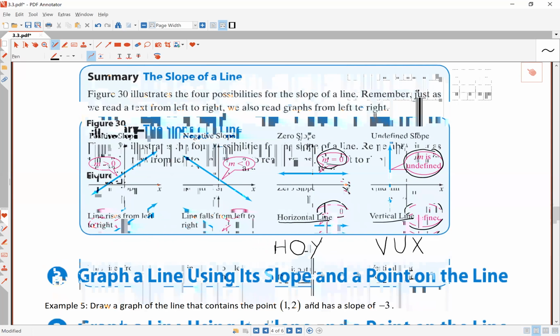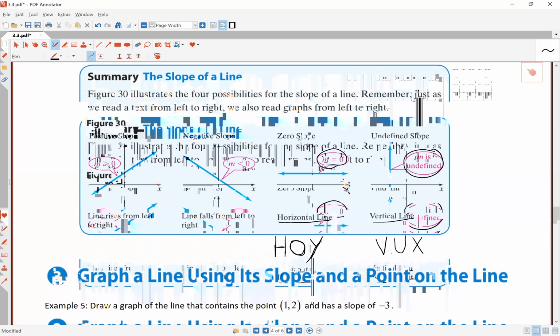And so I say hoy is the word for today in Spanish. And so today I give you this mnemonic device that HOY stands for horizontal lines have 0 slope and equations that are y equals. And this one, VUX: vertical lines have undefined slopes and have equations that are x equals.